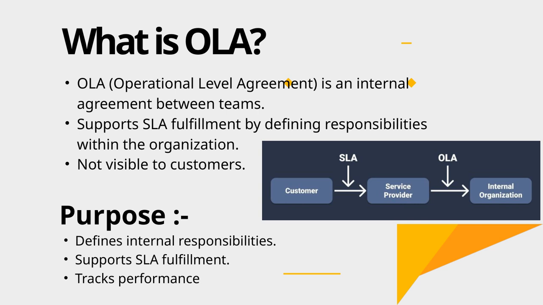The main purpose of an OLA is to make sure that internal responsibilities are clear, which in turn helps us fulfill our service level agreements, or SLAs, more effectively. Additionally, OLAs help us track performance. By monitoring how well each team is meeting their responsibilities, we can identify areas for improvement and ensure smooth operations.